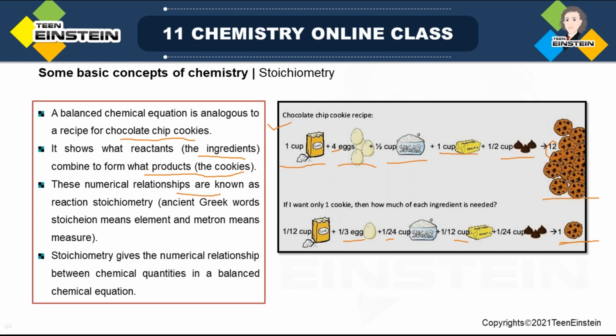This numerical relationship is known as reaction stoichiometry, and it is based on the ancient Greek words stoichion, which means element, and metron, which means measure. So if you add these two terms, stoichiometry gives you the numerical relationship between chemical quantities in a balanced chemical equation. Fine.